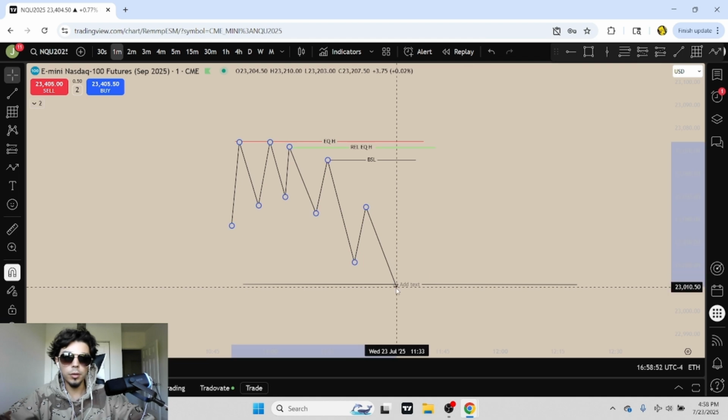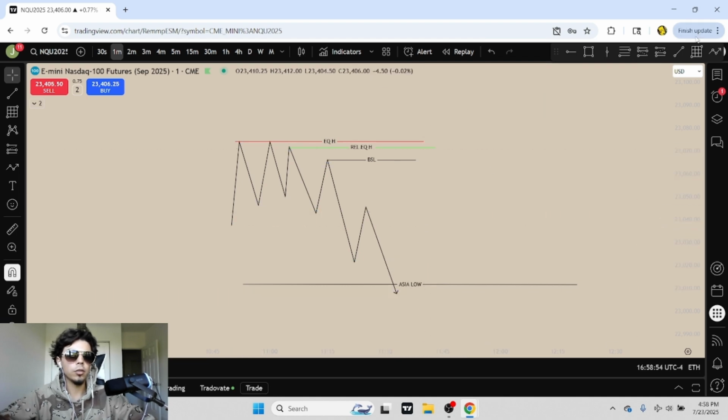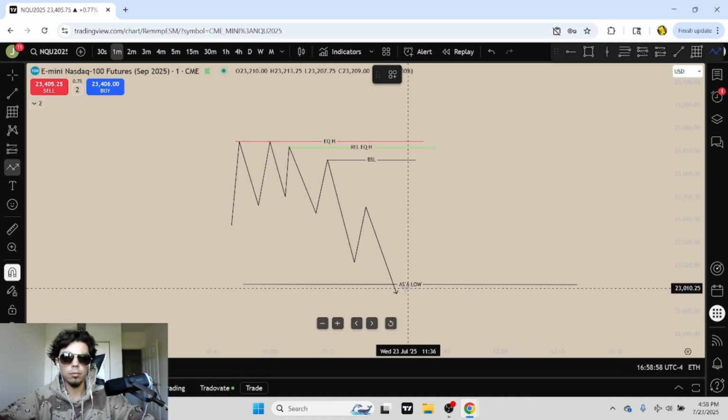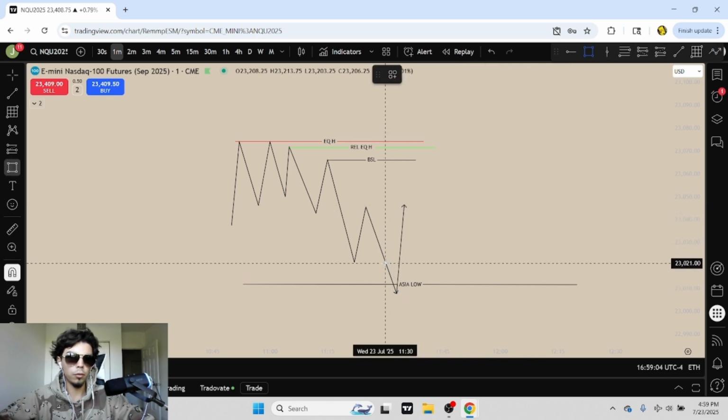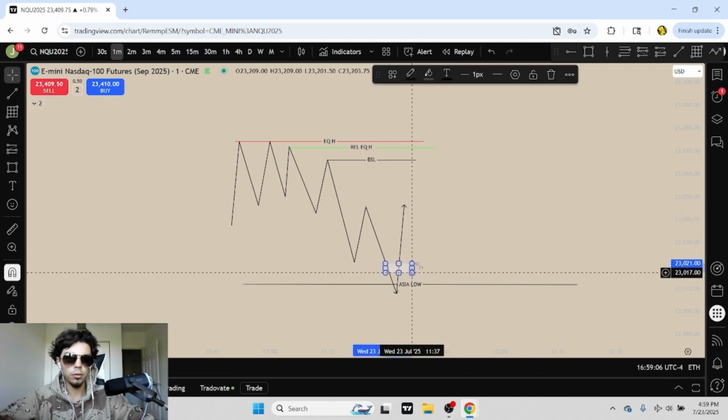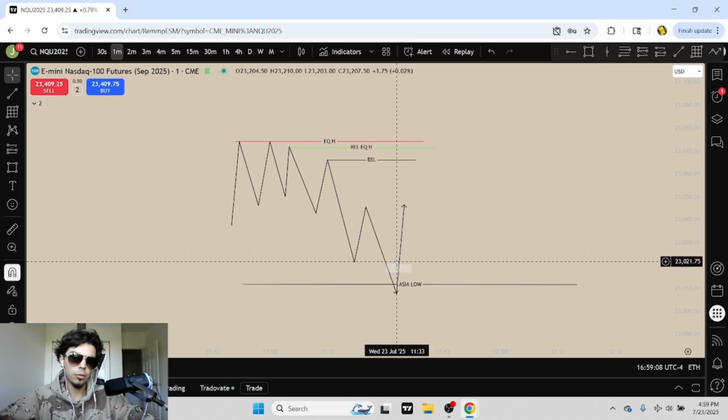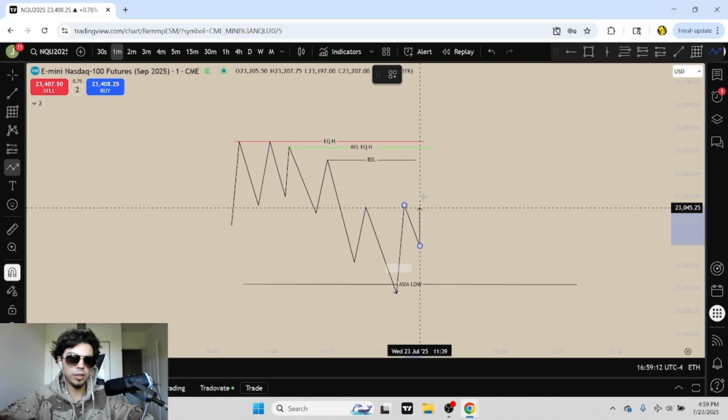Cool. So we came down and just swept out Asian lows. And what do we want to do? We want to reverse price, right? So when we reverse price, what can we look for? We'll look for an inversion somewhere in here. We can look for a CISD. We can look for a break of structure, right? Whatnot.